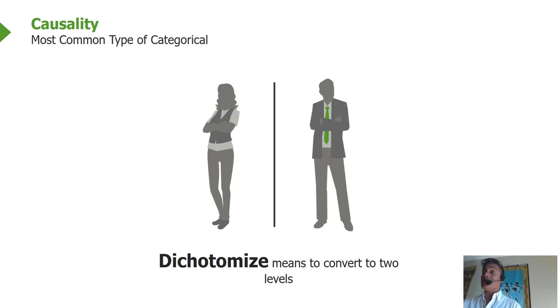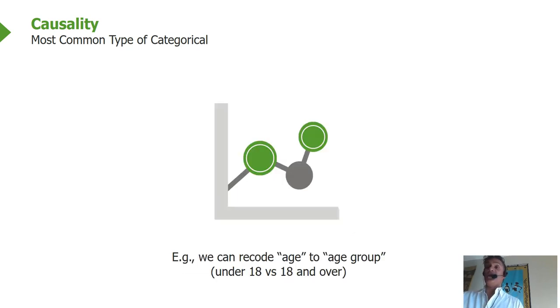We can dichotomize things, meaning we convert something to having 2 levels. For example, if I have the age of everybody in the class, somebody's 19, somebody's 21, somebody's 25, some old fart in the back is 52, whatever, I can convert that. Instead of having a variable that says your age, I can create an age group variable that says, are you under 18 or are you 18 or over? Why would I do that? Because that's sometimes what I care about.